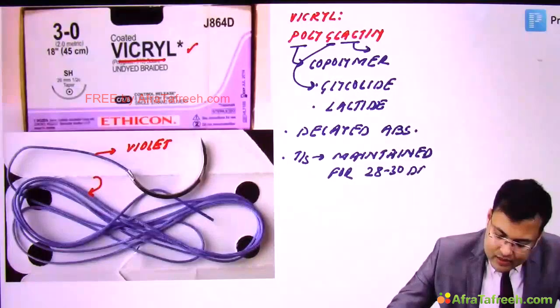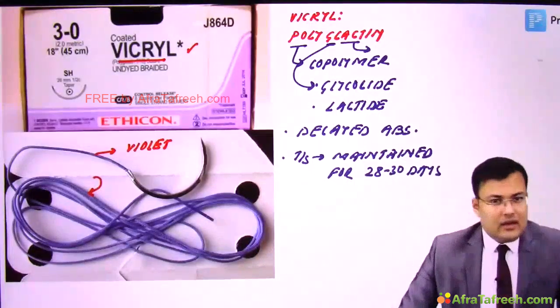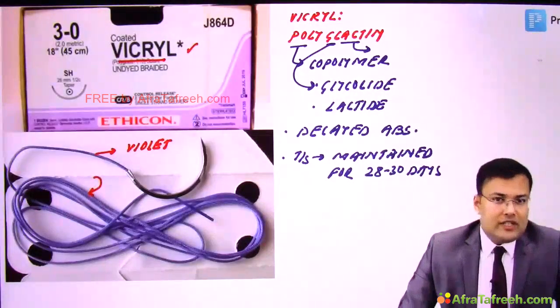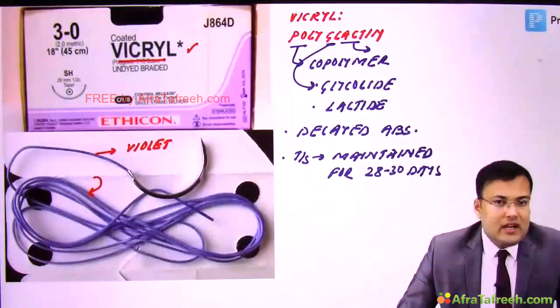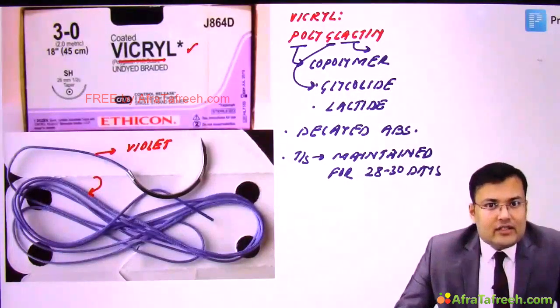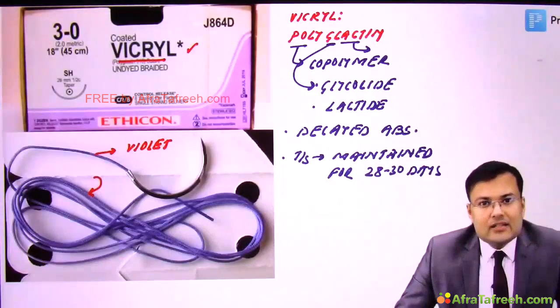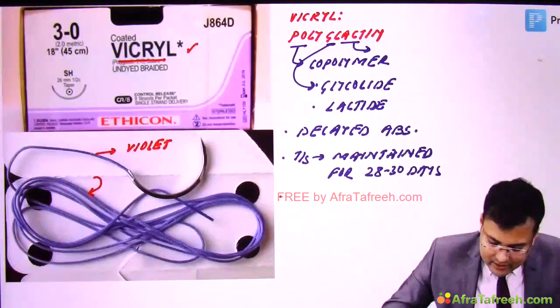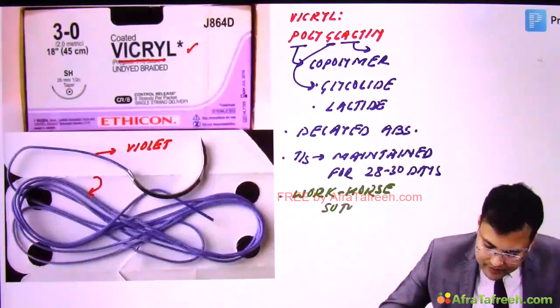Clear? Okay. And if you have seen general surgeons in the OT, whenever they are doing some kind of laparotomy, resection, anastomosis, generally they are shouting for a suture. Which suture? Vicryl, Vicryl, Vicryl. So this is the suture which is considered the workhorse suture for general surgeons.